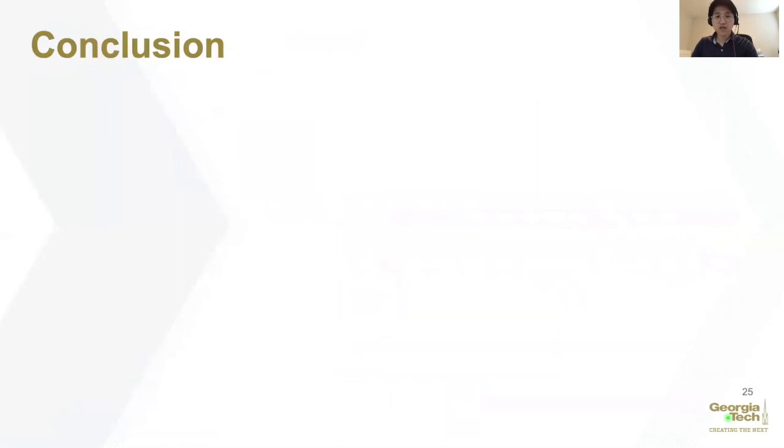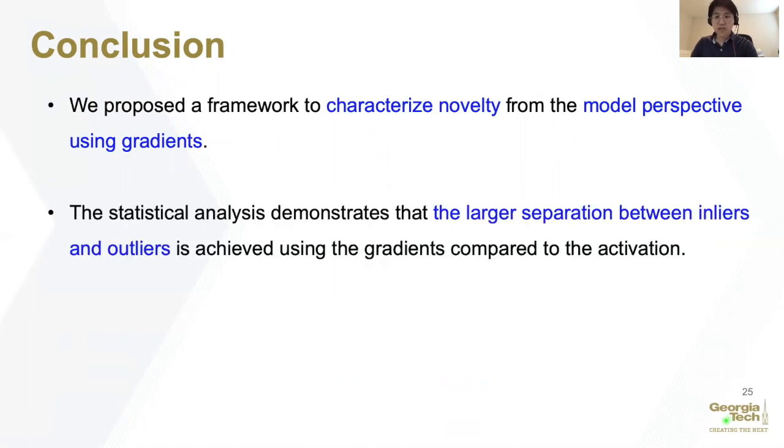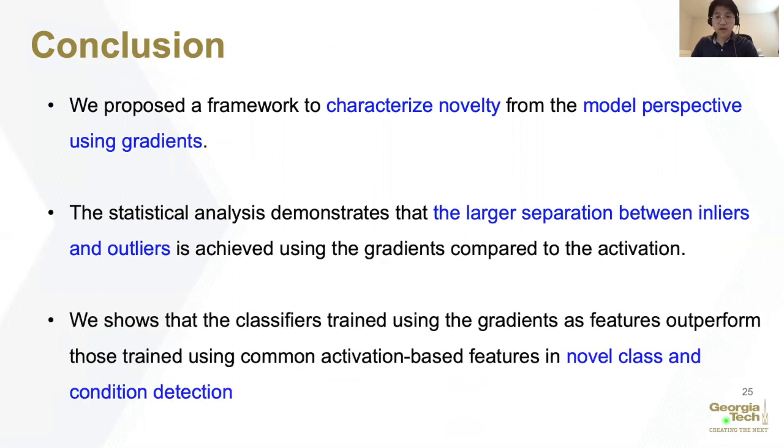In conclusion, first, we propose a framework to characterize novelty from the model perspective using gradients. The statistical analysis demonstrates that a larger separation between inliers and outliers is achieved using the gradients compared to the activation. Finally, we show that the classifiers trained using the gradients as features outperform those trained using common activation-based features in novel class and condition detection.